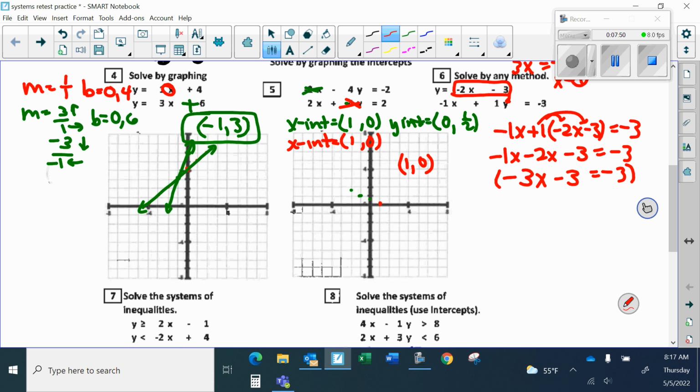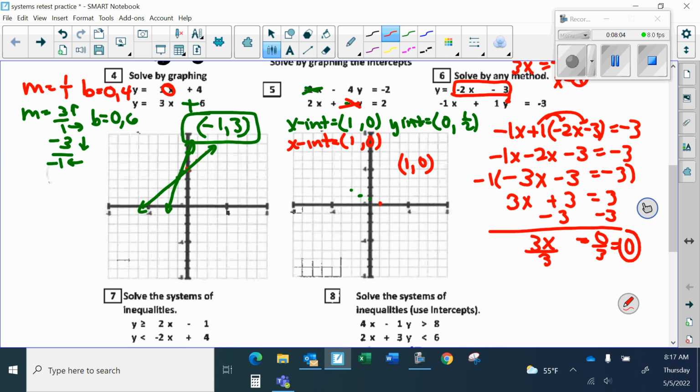I could multiply the whole equation by negative 1 to switch all the signs. I like dealing with positives better. Subtract the 3 across. And divide by 3, and 0 divided by 3 is 0. So x is 0. Okay, so again, then I can just plug that in to the x right there. Negative 2 times 0 is 0 minus 3 is negative 3. So y is negative 3. So the point of intersection for this one would be 0, comma, negative 3.